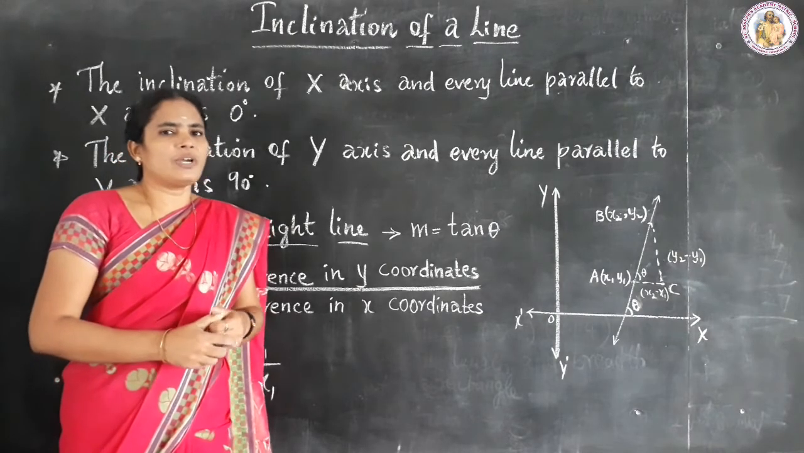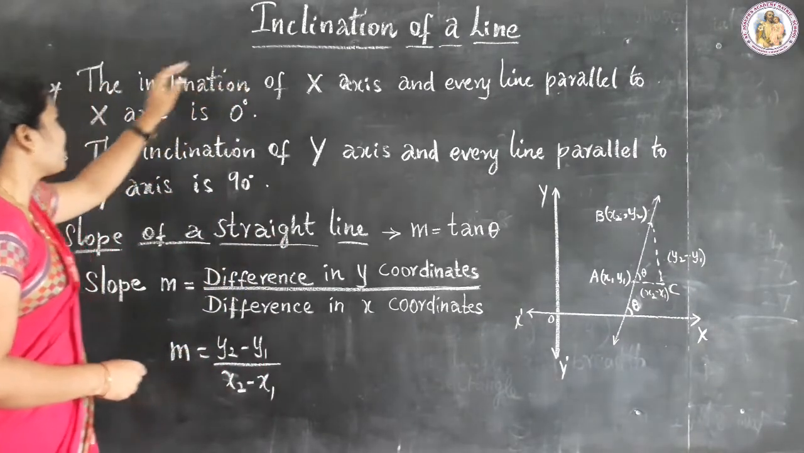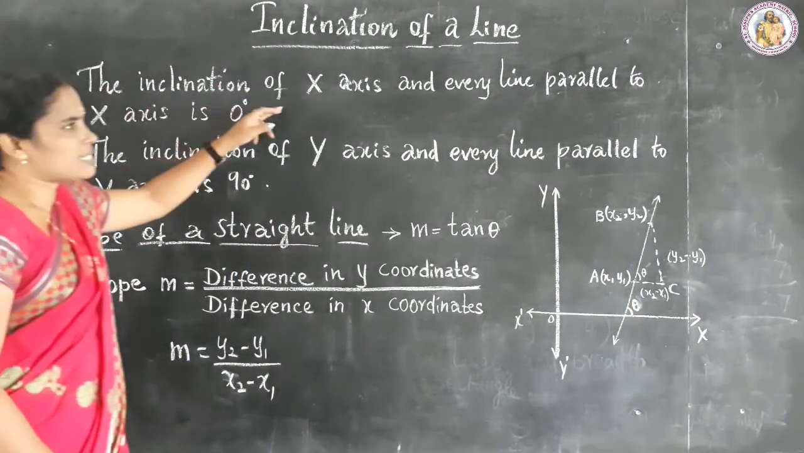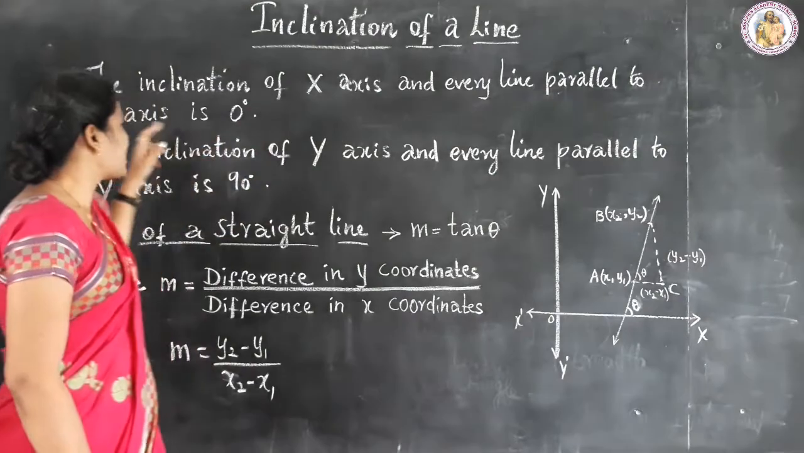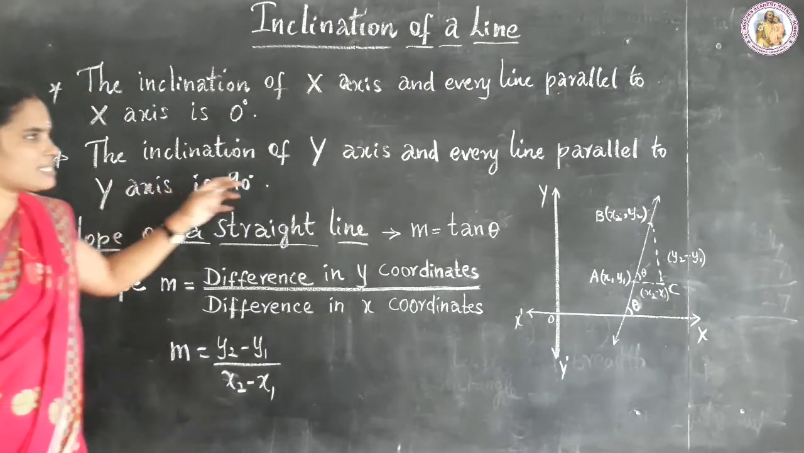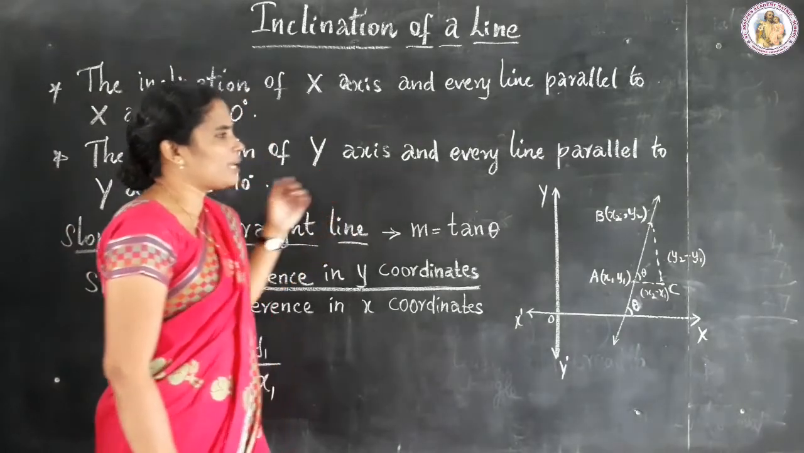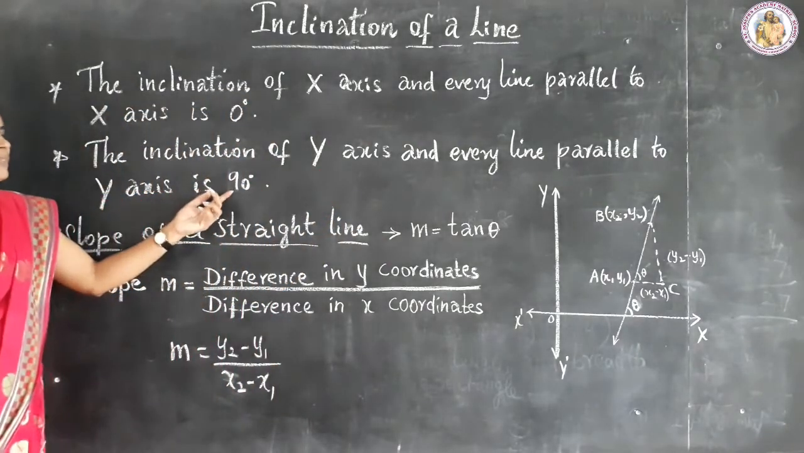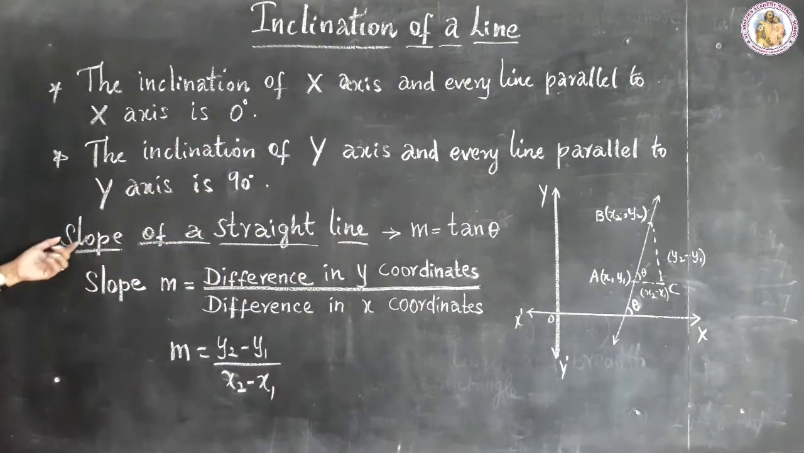Hi students, today we are going to learn inclination of a line. The inclination of the x-axis and every line which is parallel to the x-axis is 0 degree. And the inclination of the y-axis and every line parallel to the y-axis is 90 degree. And now let us learn slope of a straight line.